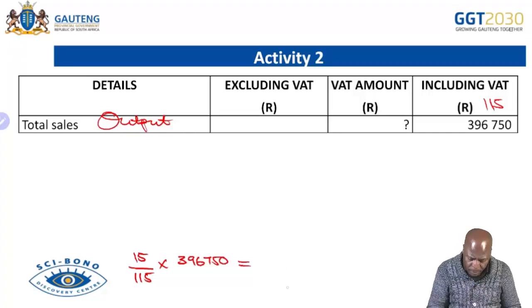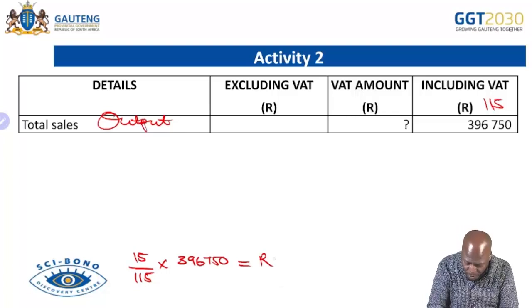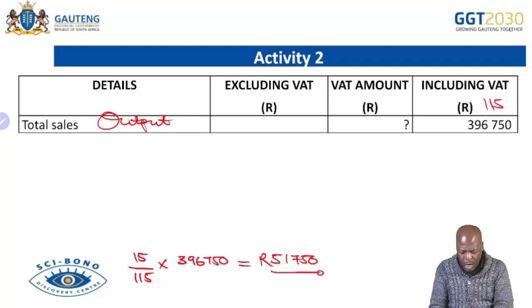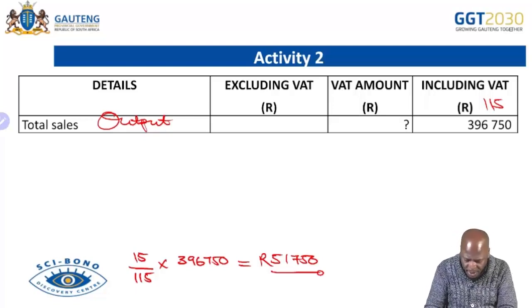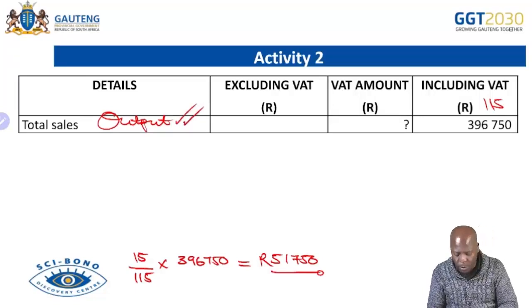Punch that quickly. Okay, I can see some of you are doing it. How much do you get? All right. Someone's telling me, Mr. Simbi, it's 51,750. All right, thank you. Anyone to confirm that figure for me, please? Yes, 15 over 115 multiplied by 396,750 is 51,750.